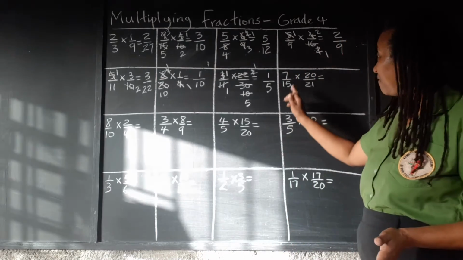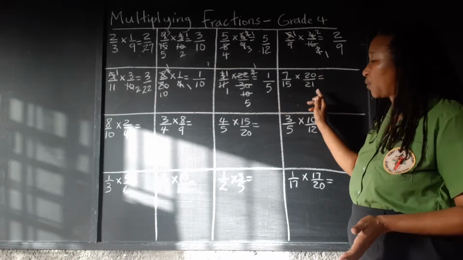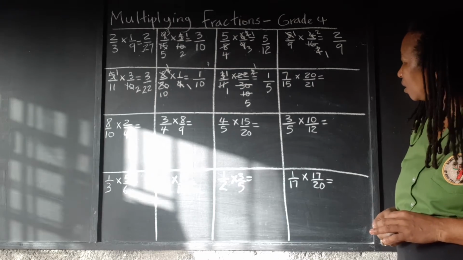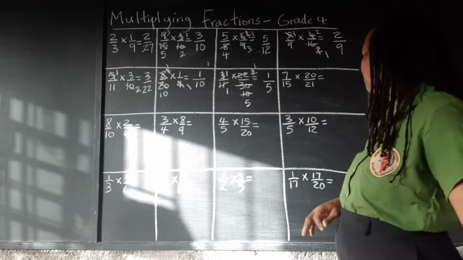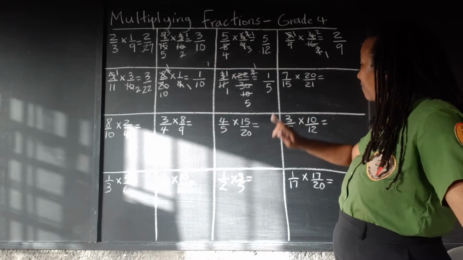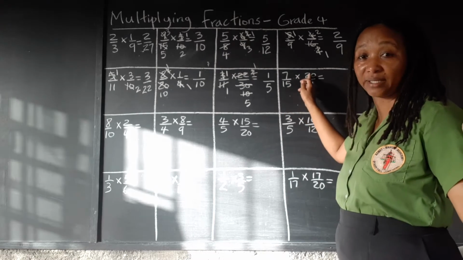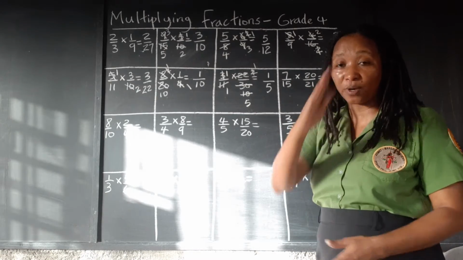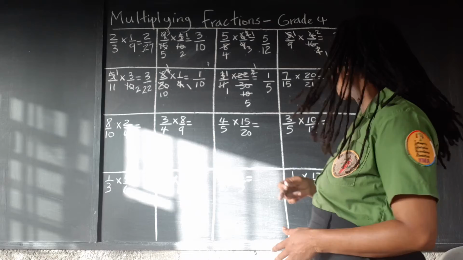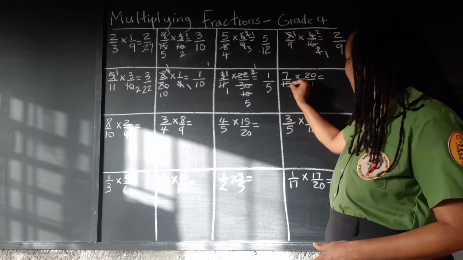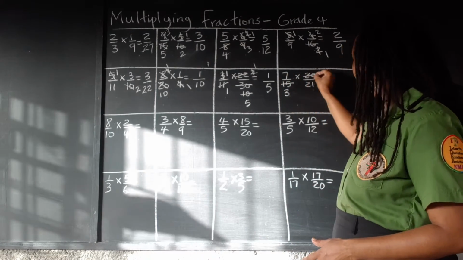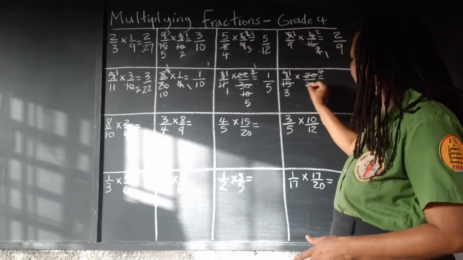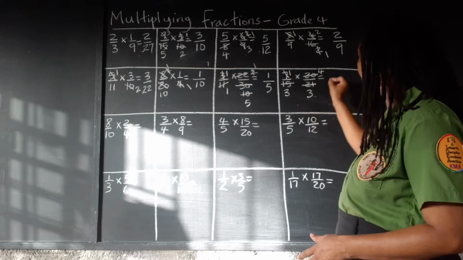So we have 7/15 times 20/21. And we're going to look now to see. We can use a 5 to reduce the 15 and the 20. And 7 can go into 21. So we can go diagonally for both of them. So 5 goes into 15 3 times and 5 goes into 20 4 times. 7 goes into itself once and 7 goes into 21 3 times.